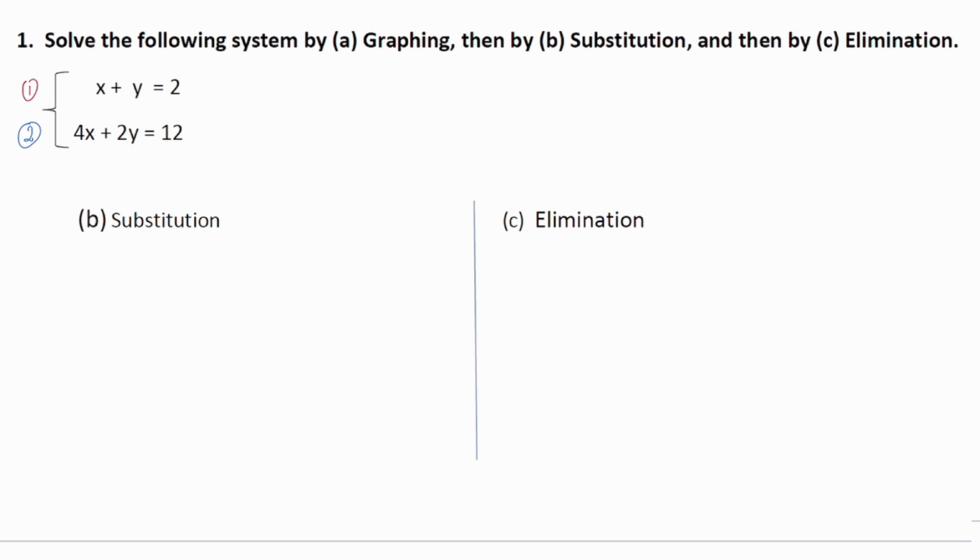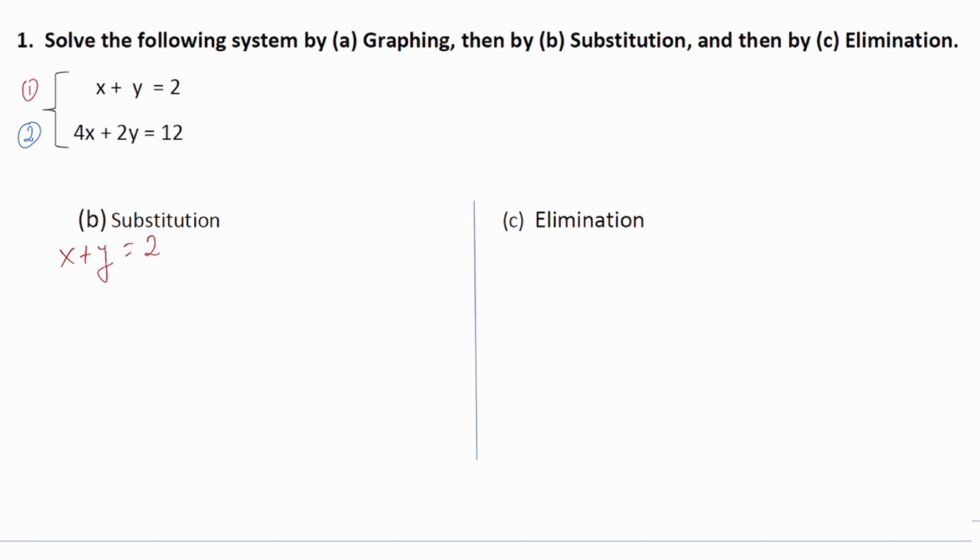Let's look at our other methods of solving this system of equations. So we have, again, substitution and elimination as our other 2 methods. Substitution means I'm going to be replacing something, or substituting in. Typically we do this with a variable. So I'm going to, again, rewrite my first equation, which is x plus y is equal to 2.